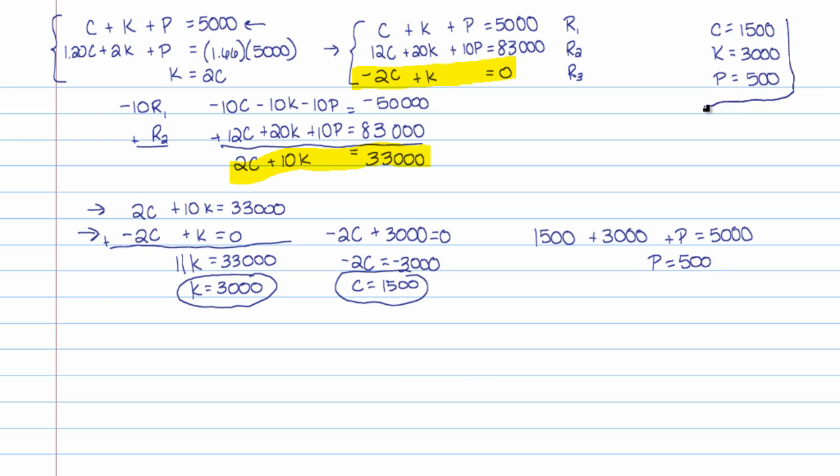Finally, in the end, when you're done solving an applied problem like this, you should always state your solution. I'm just going to state it out loud that you need 1,500 pounds of Colombian coffee, 3,000 pounds of Kenyan coffee, and 500 pounds of Peruvian coffee in order for you to make a mix that weighs 5,000 pounds, that costs $1.66 per pound, where the amount of Kenyan coffee is twice the amount of Colombian coffee.